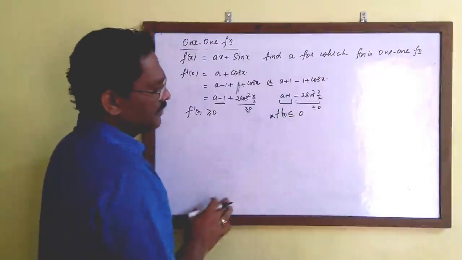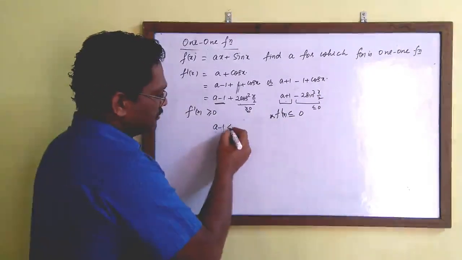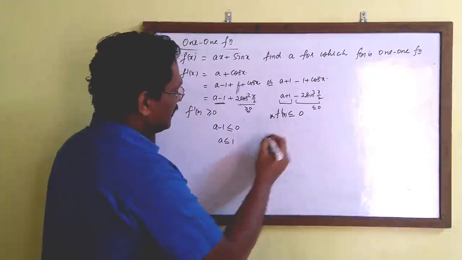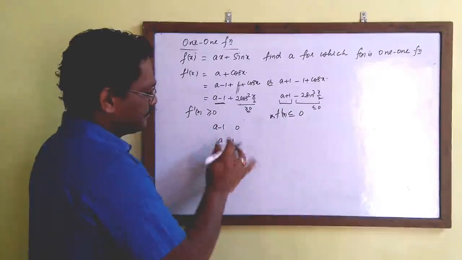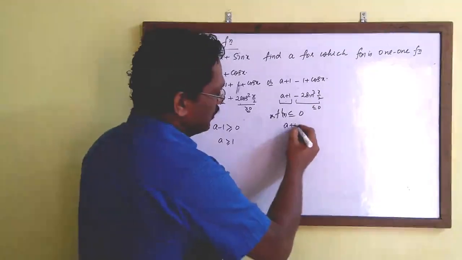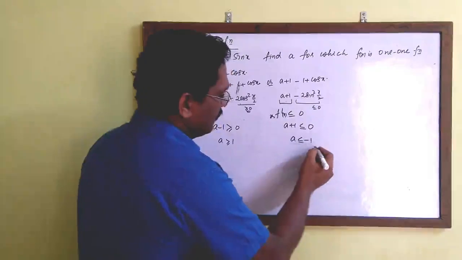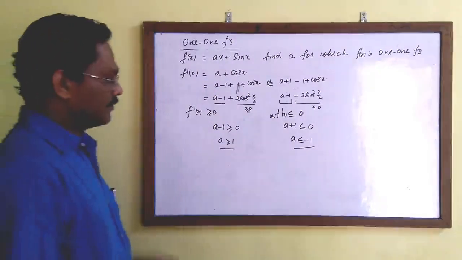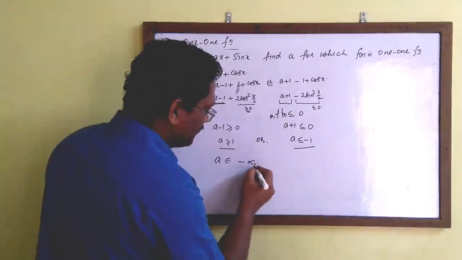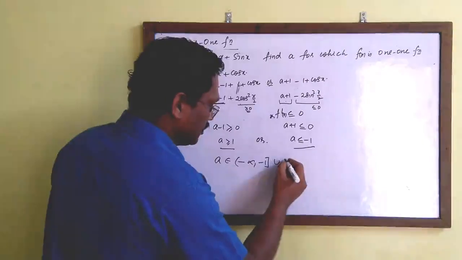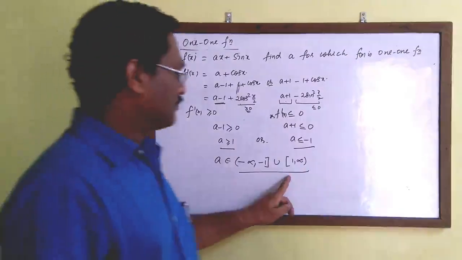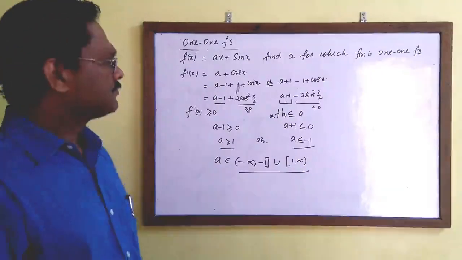That is, f dash x will be negative. So the basic criteria is a minus 1 less than or equal to 0. So a less than or equal to 1. Sorry, my mistake. Greater than or equal to 0, so a greater than or equal to 1. A plus 1, if I make this negative, that means a less than or equal to minus 1. Then also your function is 1-1. So either this or this. So that means a belongs to minus infinity to minus 1, union 1 to infinity. So this is the set of values where this function is a 1-1 function.